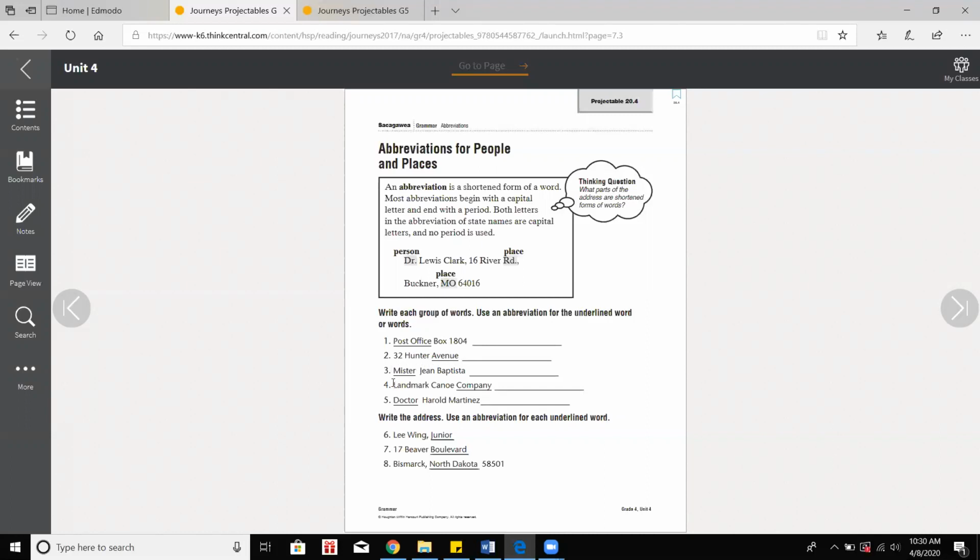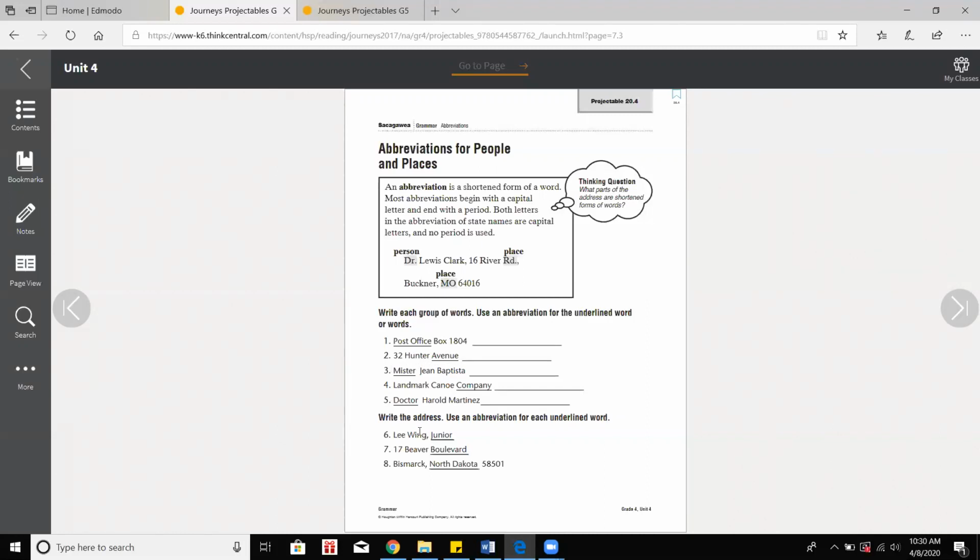Number three, you have Mr. Jean Baptista. What is the abbreviation for Mr.? Four, Landmark Canoe Company, abbreviation for company. Number five, Dr. Harold Martinez, abbreviation for doctor.